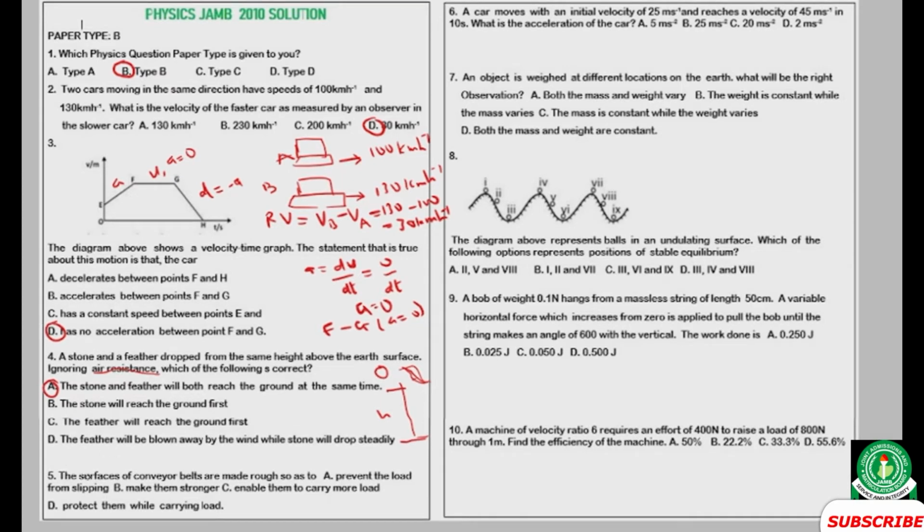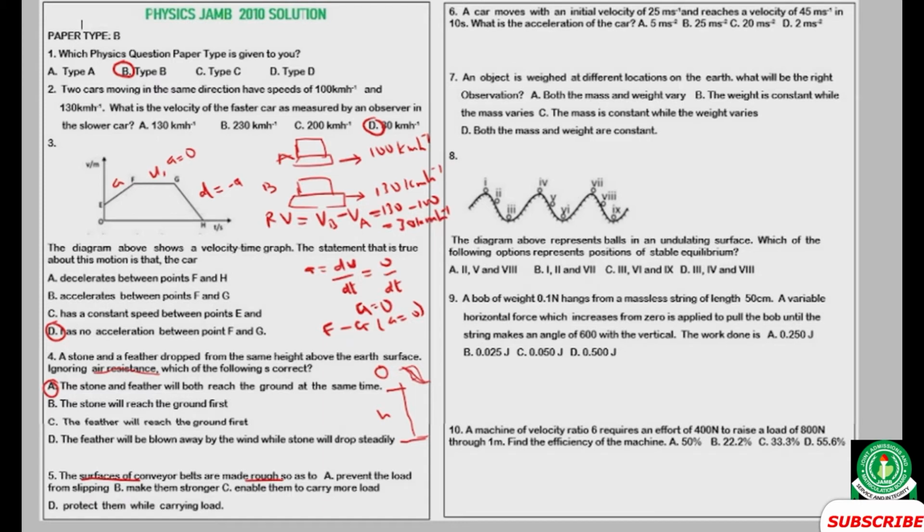Now, question number 5 says the surface of a conveyor belt are made rough so as to A. Prevent the load from slipping, B. Make them stronger, C. Enable them to carry more load, D. Protect them while carrying load. Now, when you see the word surface and rough, friction occurs between surfaces that are rough. We are told that the surface of the conveyor belt are made rough.